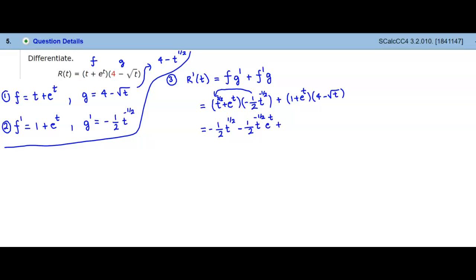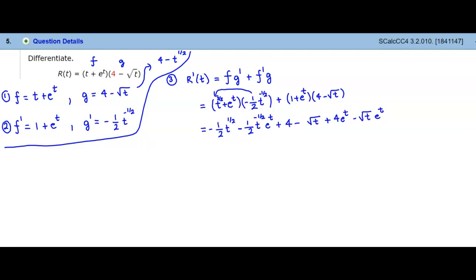So 1 times 4 is 4. 1 times negative square root of t is minus the square root of t. Okay, let me write that. So we have 4 minus the square root of t. And then 4 times e to the t is plus 4e to the t. And then minus the square root of t times e to the t.